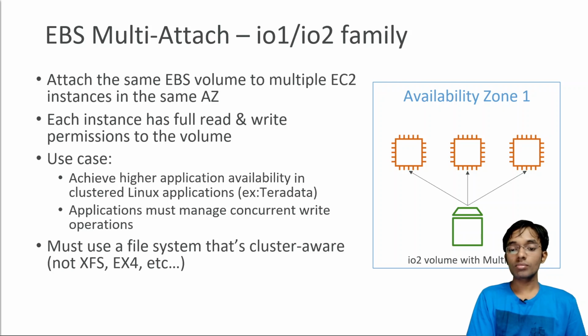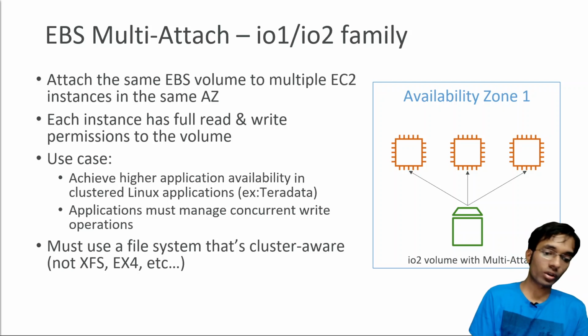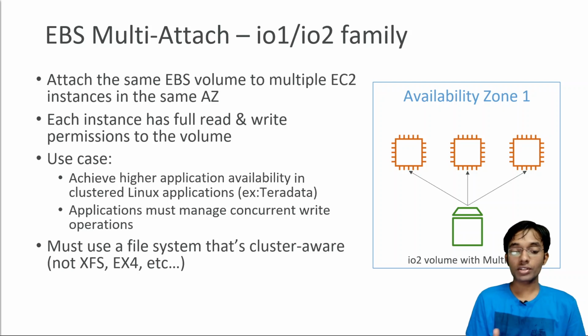Now the file system is a little bit different. It's not going to be XFS or EXT4, extension 4, and so on. It's going to be a file system that's cluster aware, and it's not the kind of thing you deal with every day. So it's a very unique feature for a very unique use case, but you need to know that it exists. And so the architecture looks like this: you have one IO2 volume with the Multi-Attach feature, and it can be attached to multiple EC2 instances at a time.